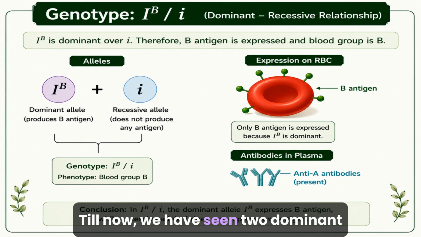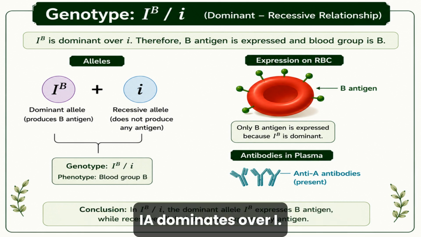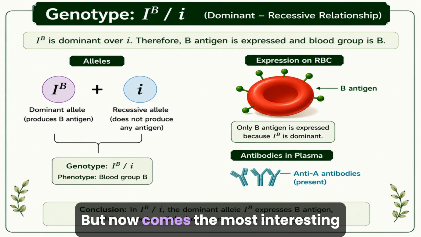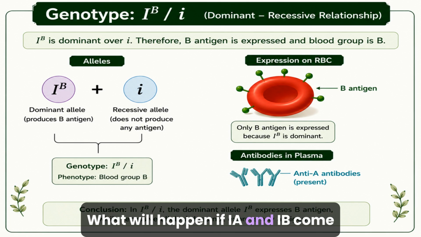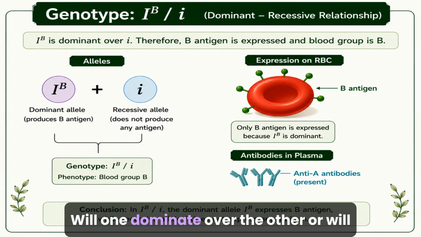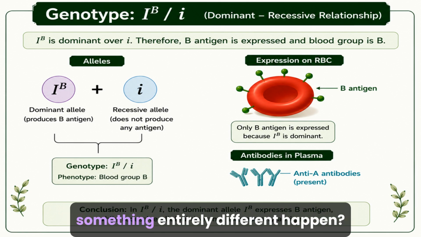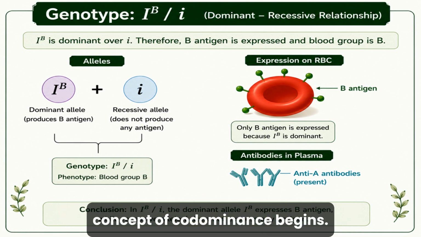Till now, we have seen two dominant-recessive relationships in the ABO blood group system. IA dominates over i. IB dominates over i. But now comes the most interesting question. What will happen if IA and IB come together in the same individual? Will one dominate over the other? Or will something entirely different happen? Let us find out, because this is where the concept of codominance begins.